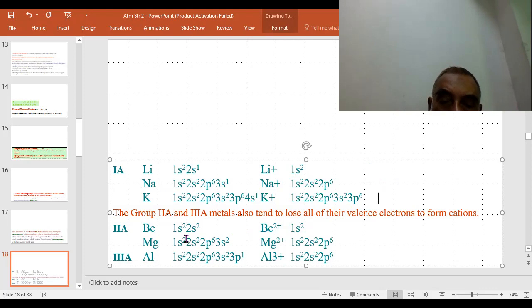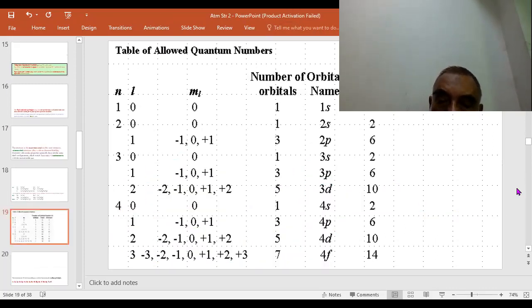Similarly, these are the electron configurations of beryllium and beryllium 2 plus, magnesium, magnesium 2 plus, aluminum and aluminum 3 plus. You see the principal quantum number 1, 2, 3, 4, and corresponding azimuthal quantum numbers, corresponding magnetic quantum numbers, and the number of electrons that each may contain.